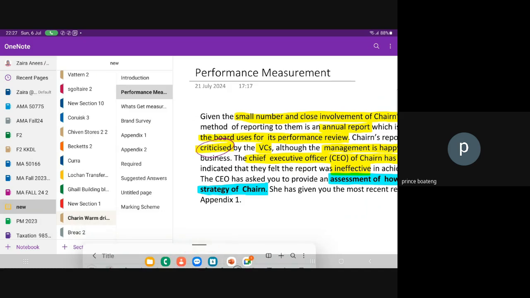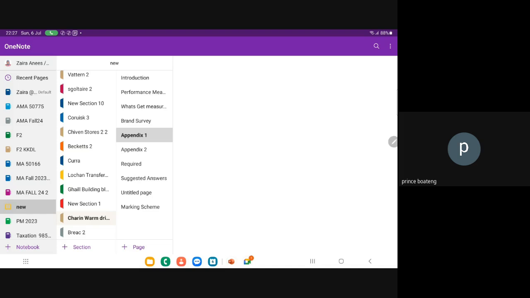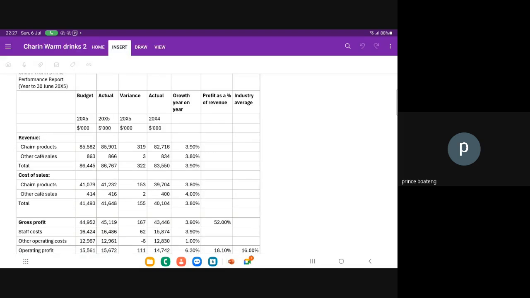So you have to go for an assessment of how well the report reflects the strategy of Sharon. She has given you the most recent report in appendix number 1. So let's move to appendix number 1. This is appendix number 1, and this is the report. Now you have to analyze this report, how well it meets with the objective of the company.